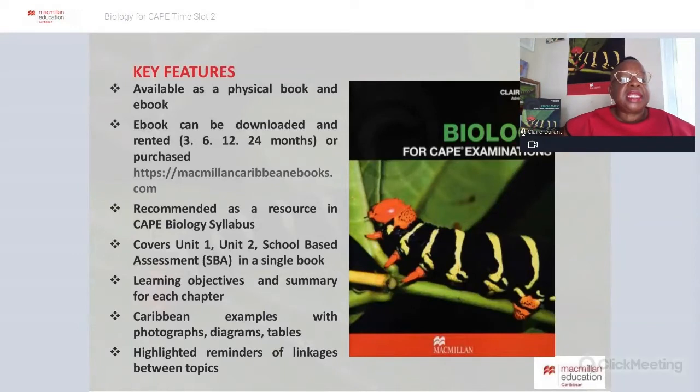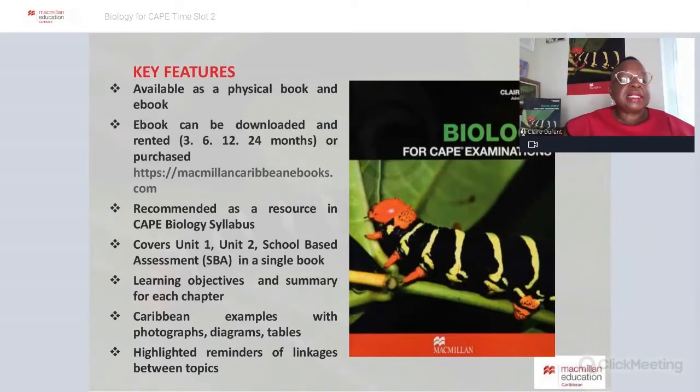Now, the Biology for CAPE examinations is a recommended resource in the CAPE biology syllabus, the CXC syllabus, and it covers both Unit 1 and 2, the school based assessment in a single book. So, normally, what we call lower 6 and upper 6 are the 2-year course for your certification in biology. This book covers all of that in a single book.